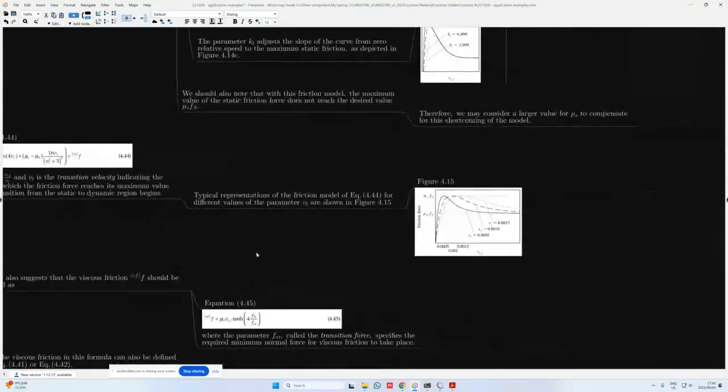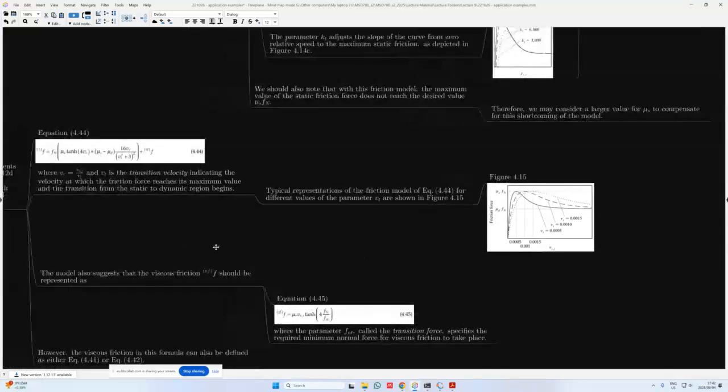Now, typical representations of the friction model of equation 4.44 for different values of the parameter Vt, so the transition velocity, are shown in figure 4.15 over here. We can see once again the transition velocity is also a very small value. We start over here with 0.0005 and it goes up to about 0.001 meters per second that we plotted for.